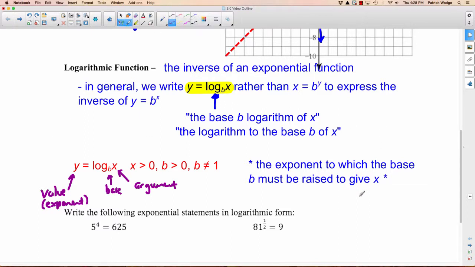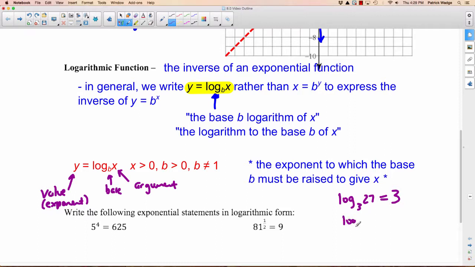So for example, I'll just write a quick example here. If I had the base 3 logarithm of 27, what I'm asking myself is, what exponent do I have to raise 3 to get 27? Does 3 to the first power equal 27? No, that equals 3. 3 to the second power? That equals 9. 3 to the third power? That equals 27. So it's equal to 3.